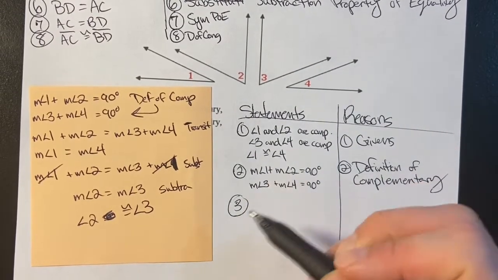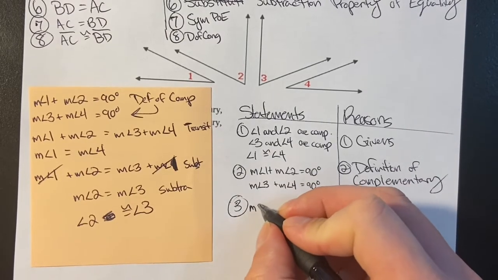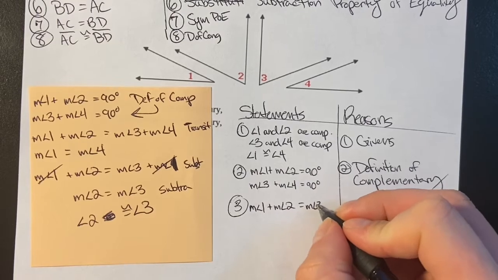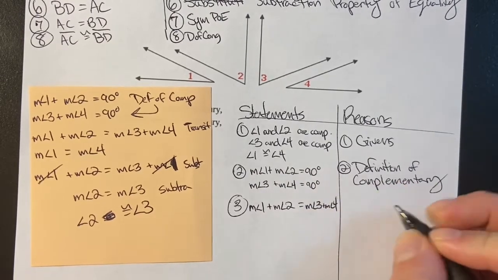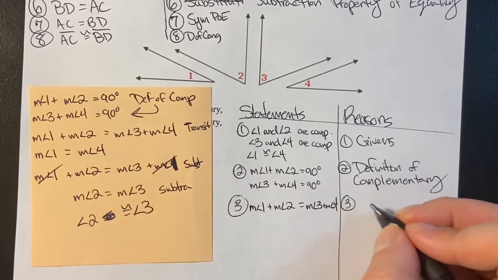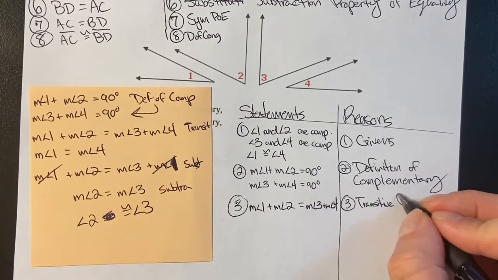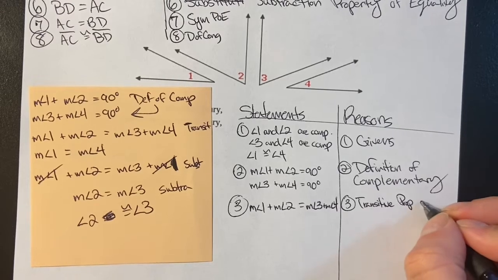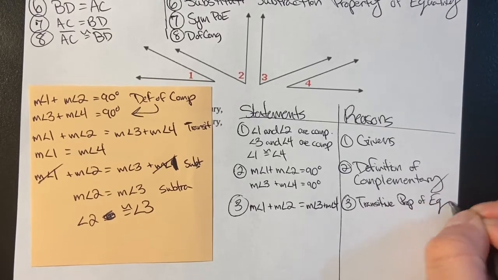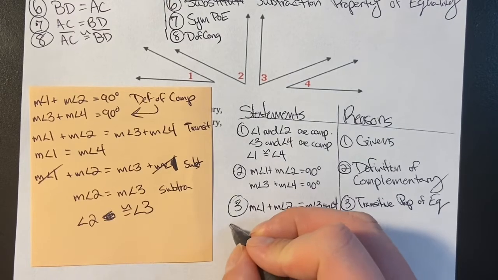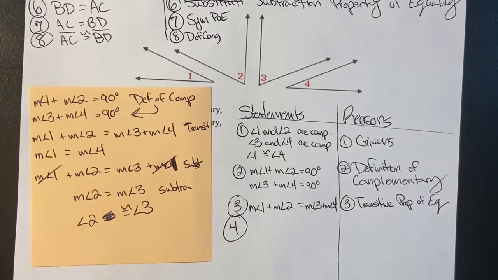If they both equal 90, then they equal each other. So the measure of angle 1 plus the measure of angle 2 equals the measure of angle 3 plus the measure of angle 4. That's the transitive property of equality. And what I should have done is I should have just printed these out on two separate pieces of paper. Look at me trying to save a nickel.